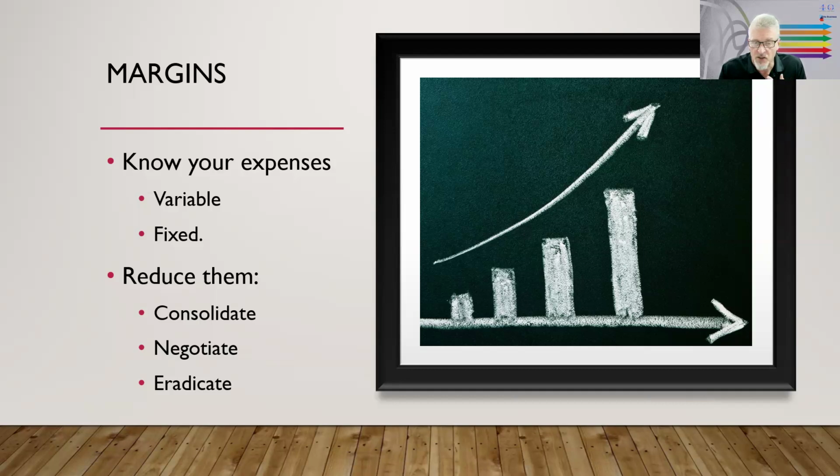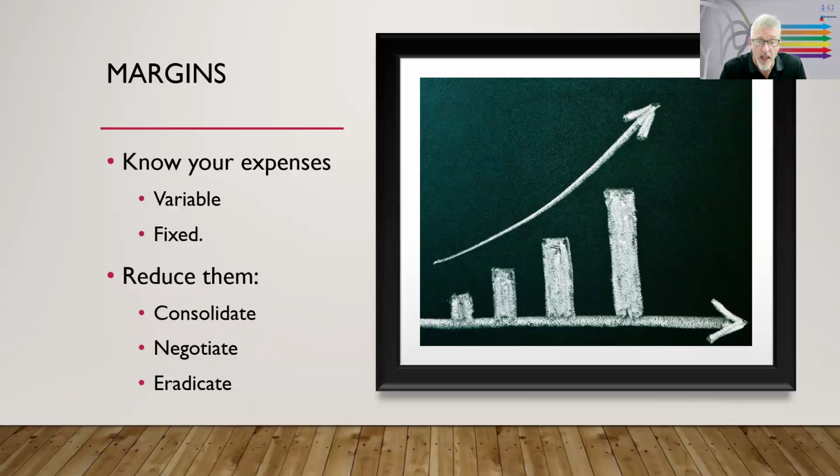Can I negotiate a better deal? Can I consolidate it? And in some cases, can I get rid of it entirely? Do I really need that gym membership? Sorry to the guy I was talking about before, the 63 members, but do I need the gym membership? Do I need to have that subscription to the Daily Telegraph that I'm paying for? Just quietly, no, you don't.